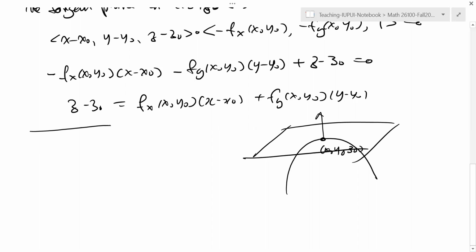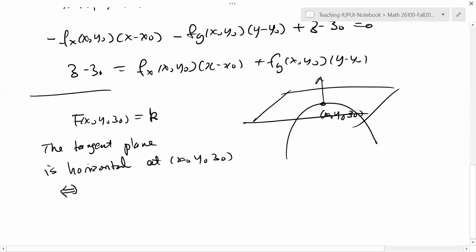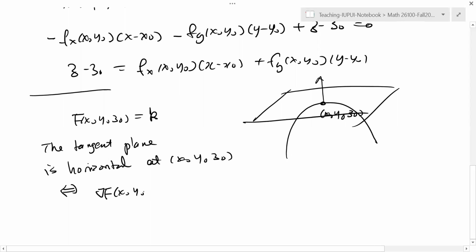So here's a key point. Consider the most general case. At that particular point, the tangent plane is horizontal if and only if the gradient of F, this normal vector, has first component 0, second component 0, and the third component we don't care about. So you just put a star there. It must be in this form, right?